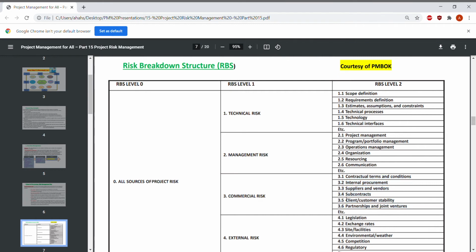These are all sources of risk for the project. External risks, which are outside the organization and outside the project authority, could be from legislation, fluctuation of exchange rates, site or facilities, environmental or weather conditions, competition from other organizations, regulatory factors, or some other factors also.